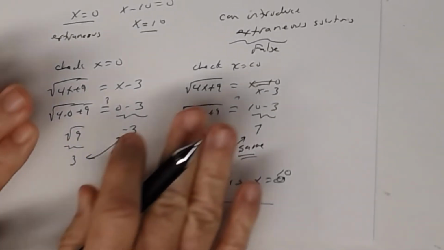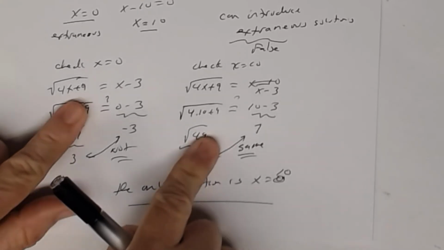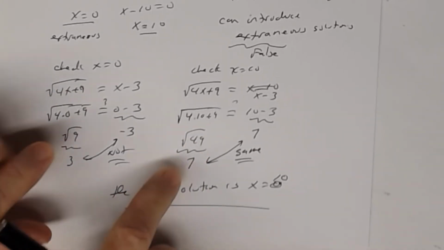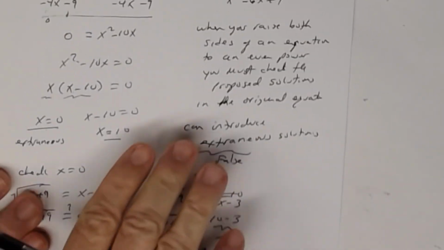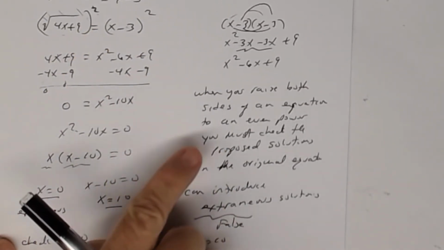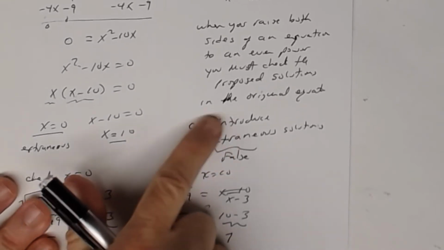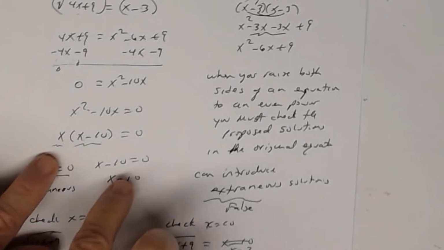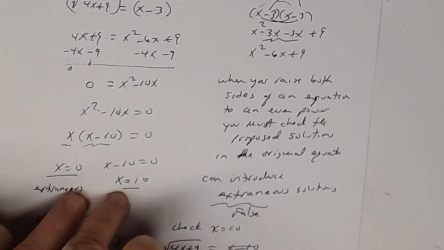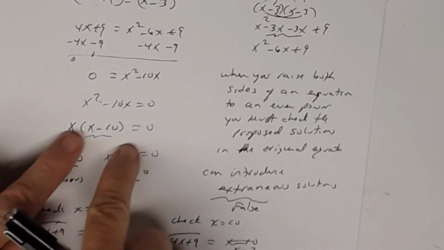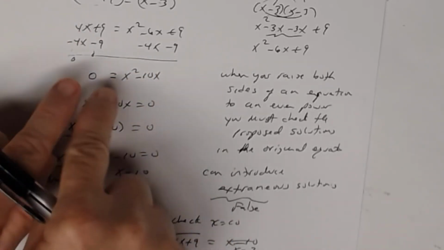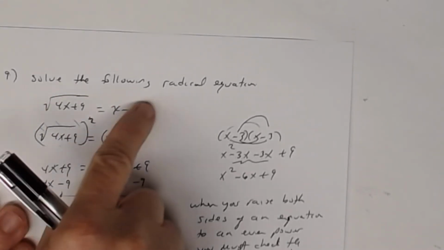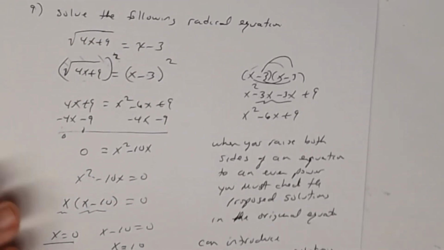So notice the checking. Make sure you do the check. If you want your points, do the check. All right, so I want to see that. So remember, when you raise both sides to an even power, it is possible that you can introduce extraneous solutions, so false solutions, meaning that those proposed solutions you end up with here, 0 and 10, are solutions to something in the process. It's a solution to this quadratic equation, but it's not a solution to the original. All right, so that's number 9.